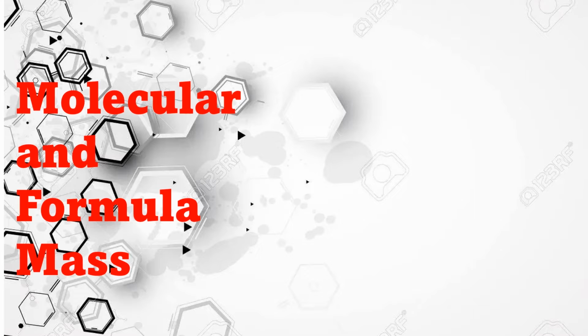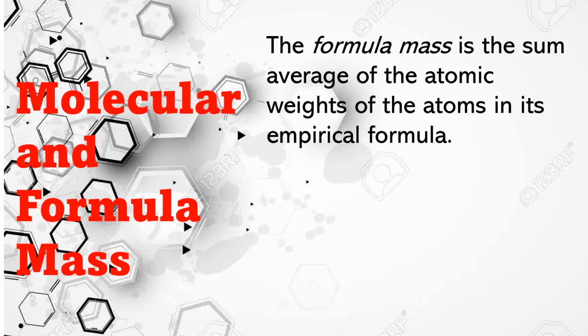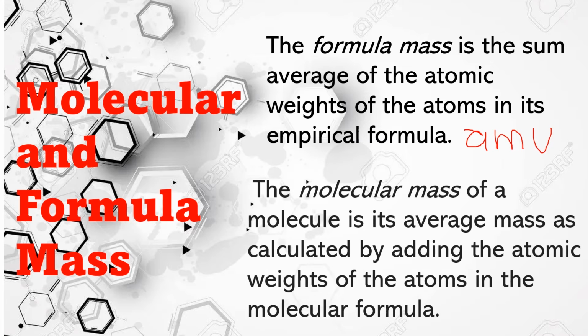Let's differentiate molecular mass from formula mass. The formula mass is the sum average of the atomic weights of the atoms in its empirical formula. We use AMU or atomic mass unit as their unit. For molecular mass of a molecule, it is the average mass as calculated by adding the atomic weights of the atoms in the molecular formula. We use the unit gram per mole for molecular mass.